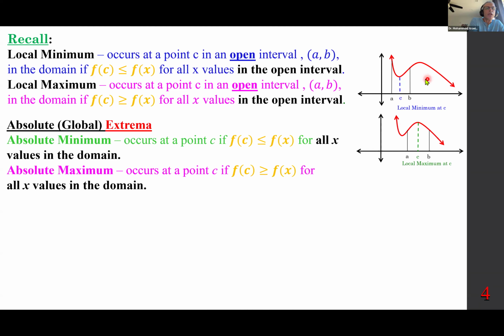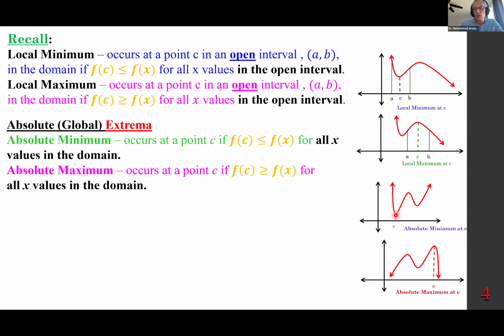On the other hand, absolute, also known as global extreme, absolute minimum occurs at the point c if f of c is less than or equal to f of x for all x values in the domain. Absolute maximum occurs at the point c if f of c is larger than or equal to f of x for all x values in the domain. In other words, local min, local max, local min, local max. This local minimum is also absolute minimum because no other point has a smaller y coordinate. This local max is also an absolute max because no other point has a larger y coordinate.